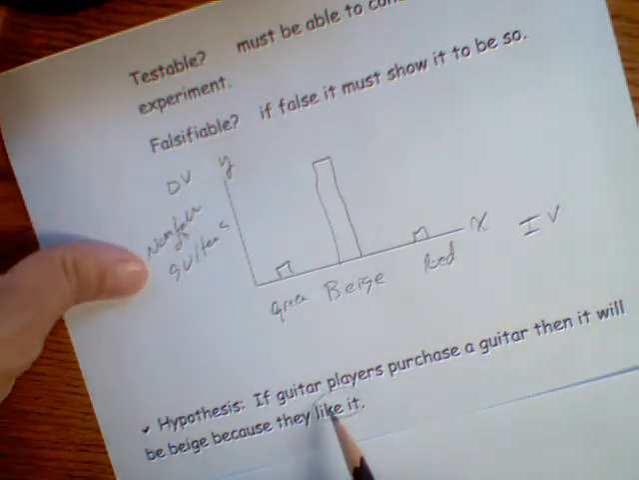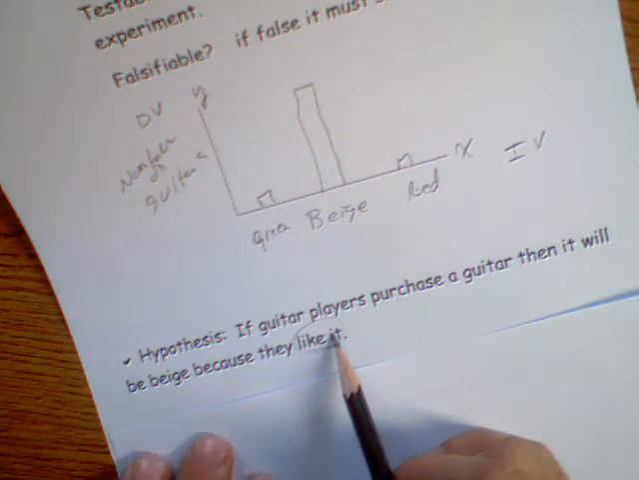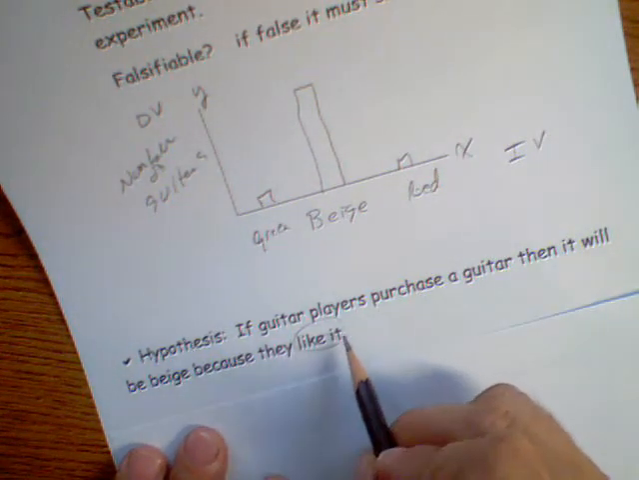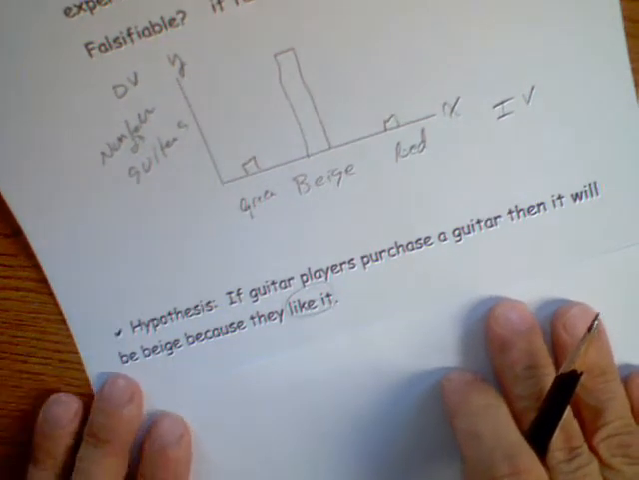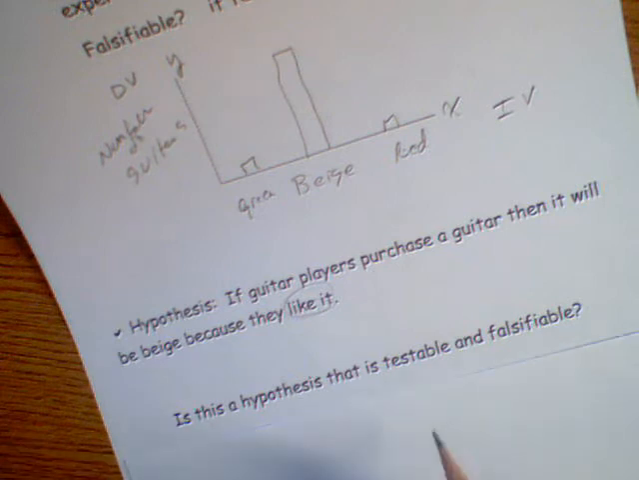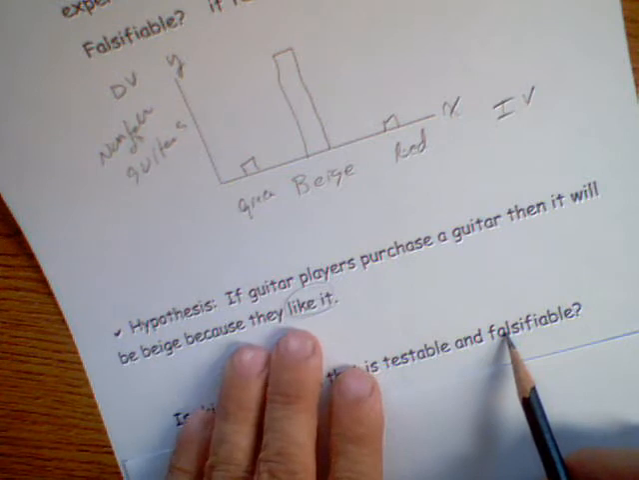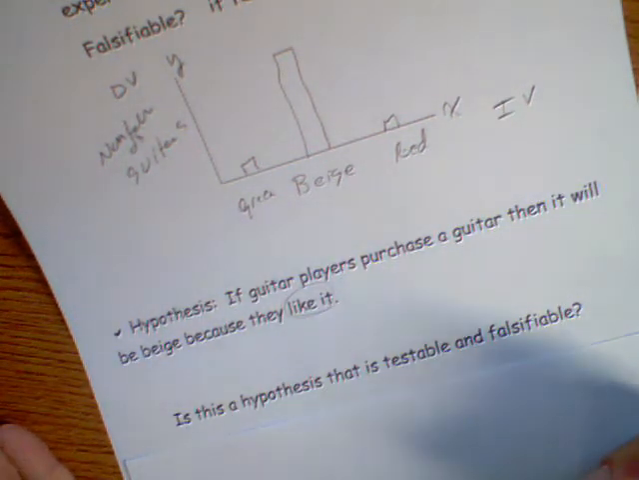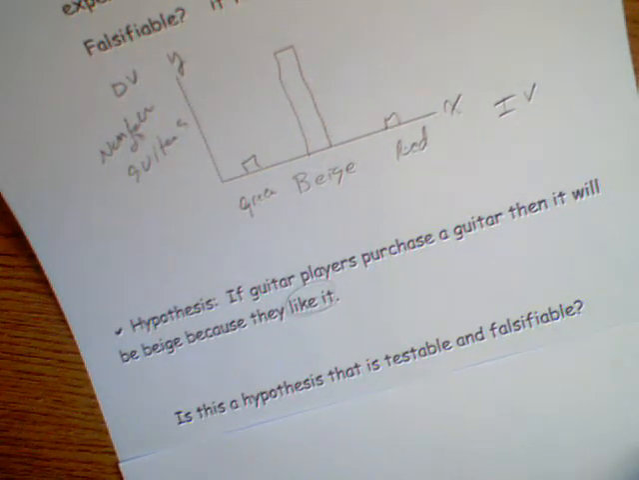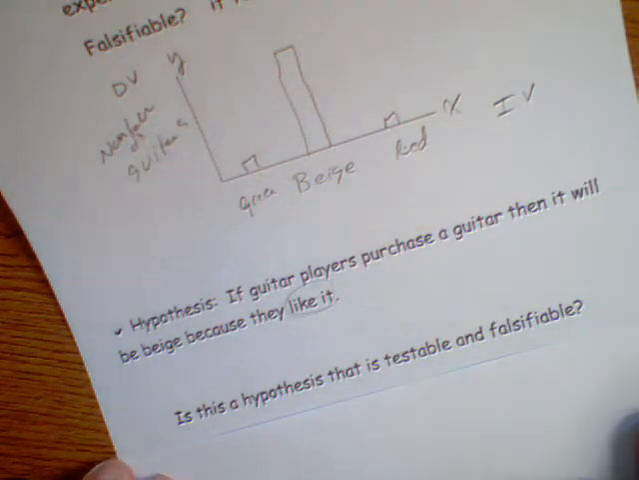All right. Now, if guitar players purchase a guitar, it will be beige because they like it. Now, this is a poor hypothesis. This is not a hypothesis because you can't measure like it, and whether somebody likes it or not. That's not testable. No matter how hard I try, someone's going to say that they like it, because it's not something I can measure. And so, really, we only want to have components of our hypothesis that are empirical, measurable.